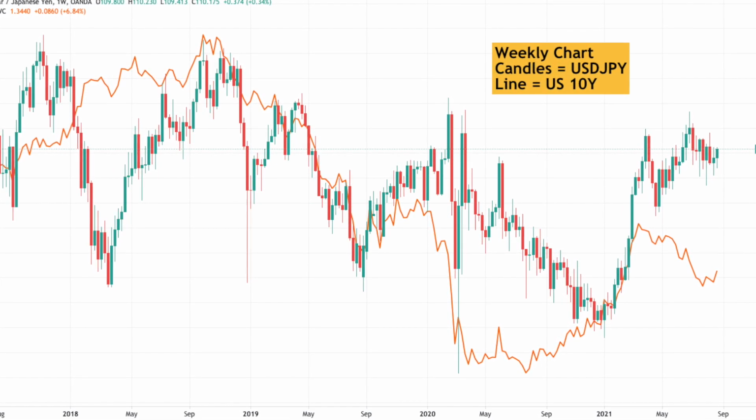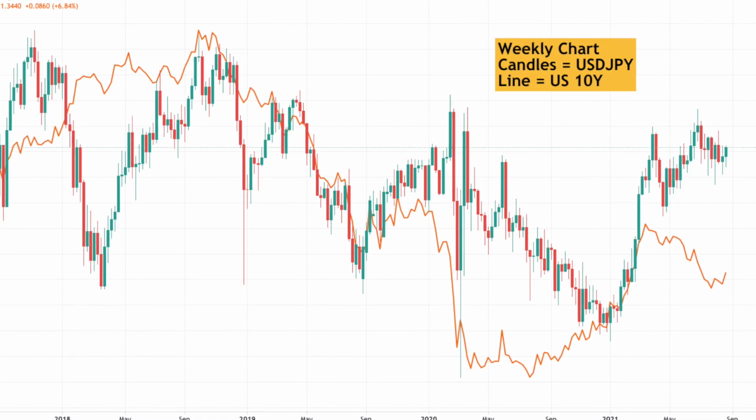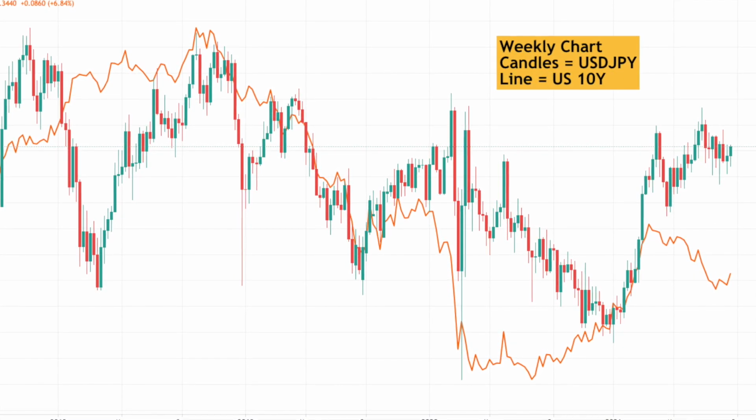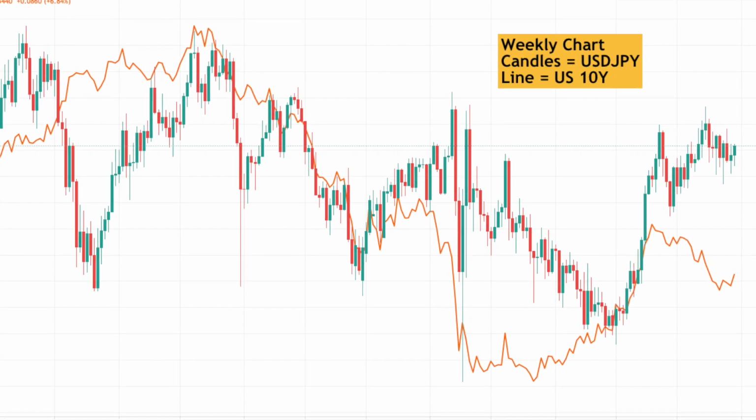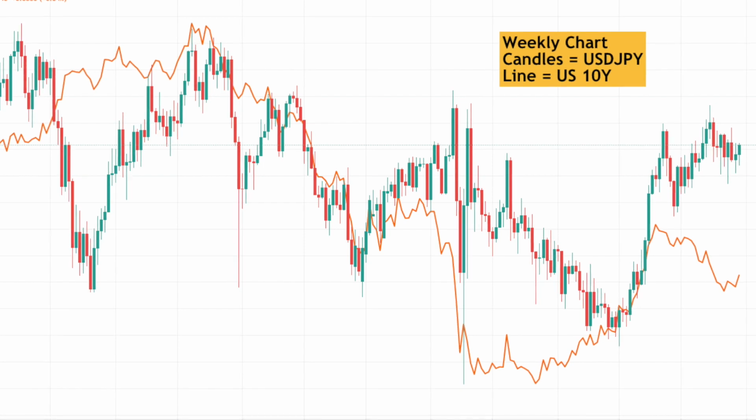At first glance, you can see there's a very strong correlation between these two instruments. Now, the first question is, which one is the leader, which one's the laggard? Yields are almost always the leader, and dollar-yen is almost always the laggard. And you can see there's a very strong correlation, which tells us that dollar-yen takes its cue from yields.